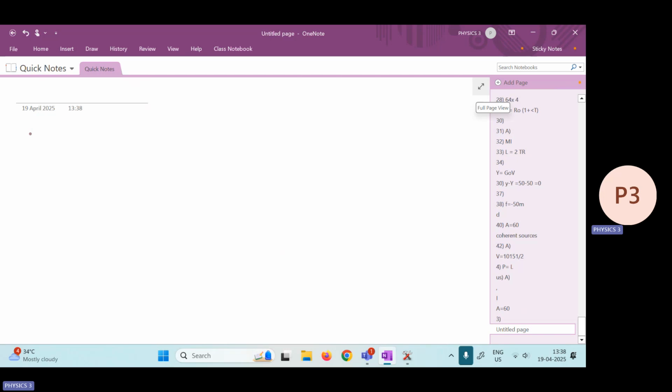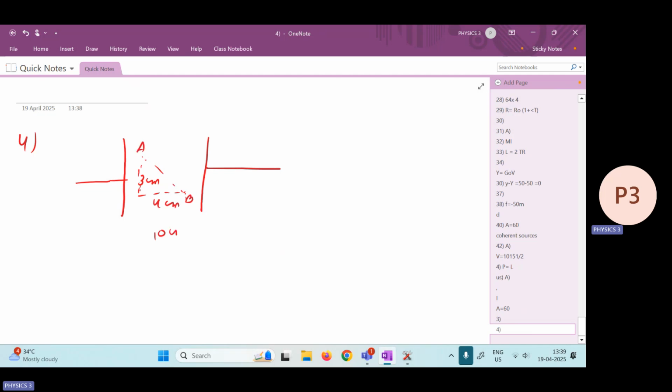In the next question, the fourth question, we are given a figure that shows a parallel plate capacitor with a separation of 10 centimeter charged to a potential difference V. Find the potential difference between B and A. Okay, so first we will draw the situation. This situation is something like this. So this is 3 centimeter and this is 4 centimeter as given. This is A, this is B, and this is 10 centimeter.